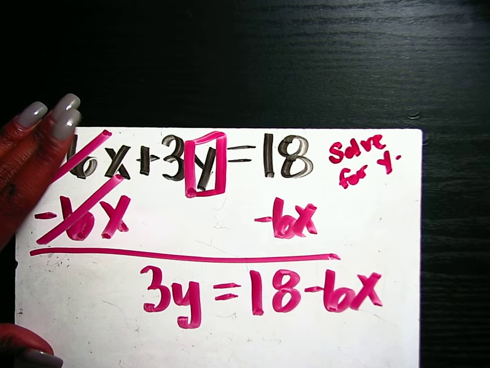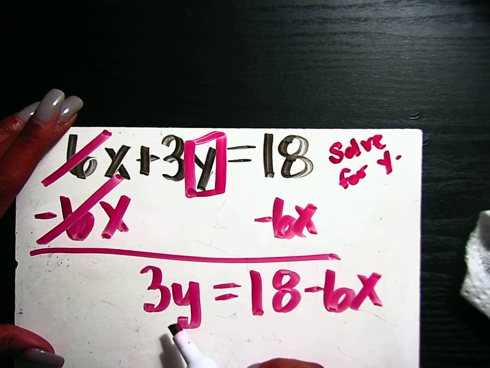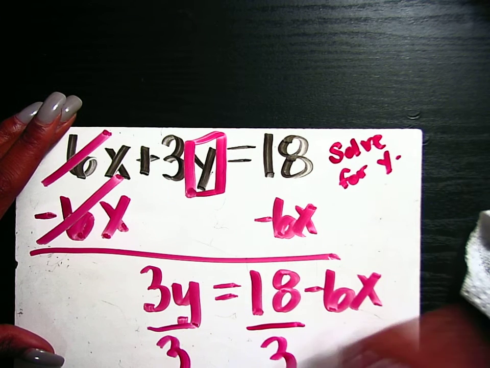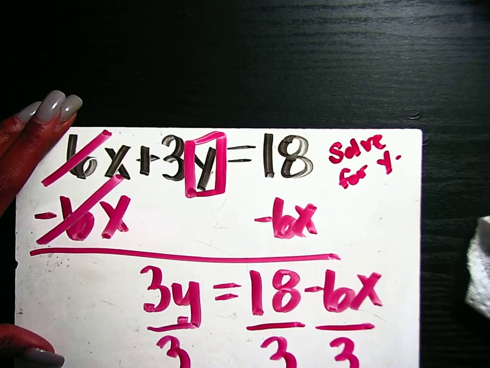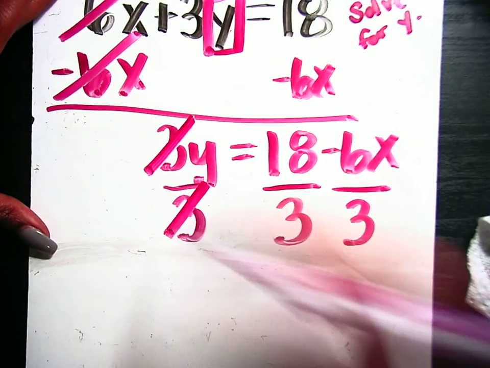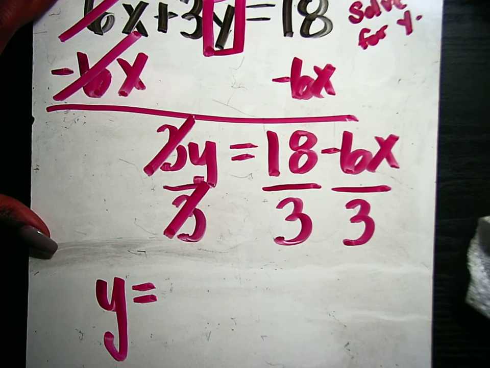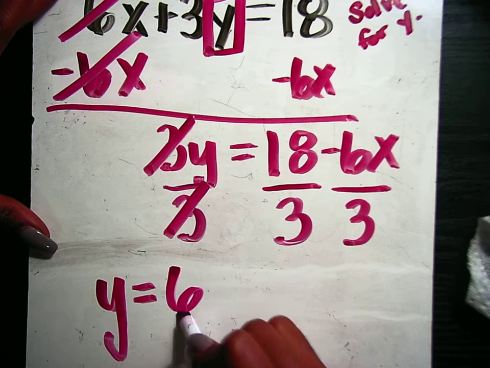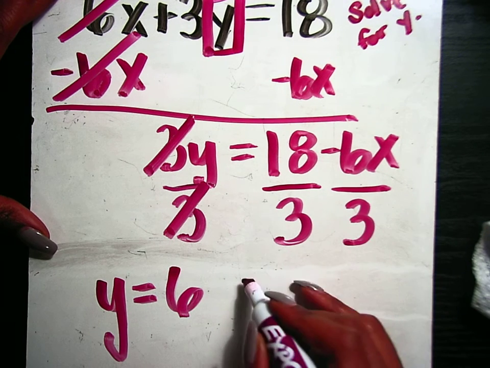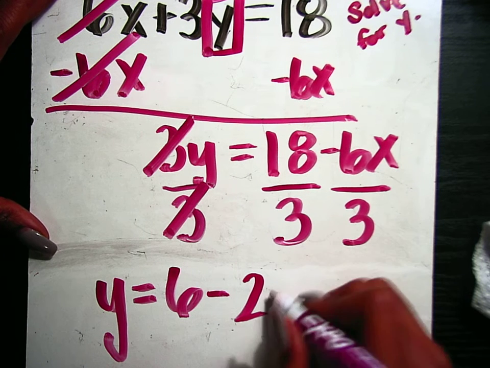So, to get y by itself, since I'm multiplying times a 3, the opposite of multiplying is divide by 3. So I'm going to divide everything by 3. 3 divided by 3 becomes a 1. So I'm just going to write y equals 18 divided by 3 is 6. 6 divided by 3 is 2. And there's a subtraction sign there, so don't forget. And I'm going to bring my x down.